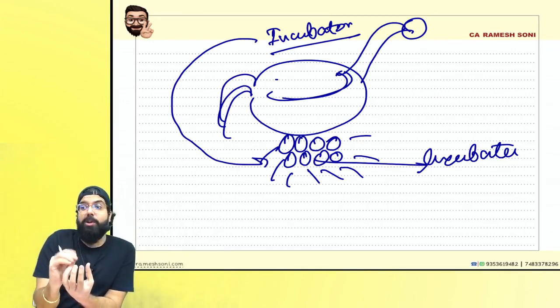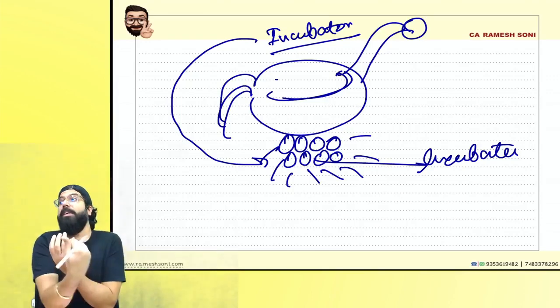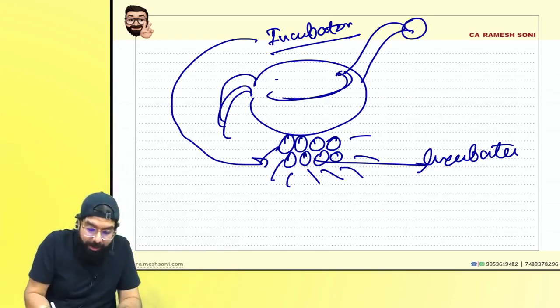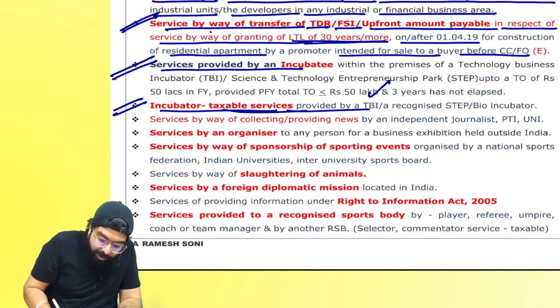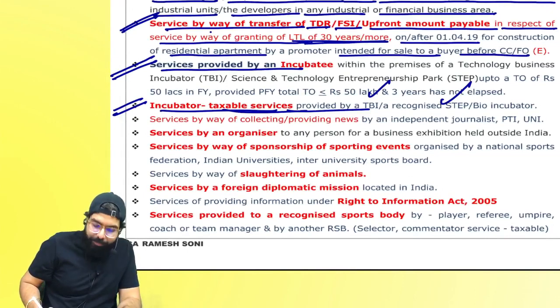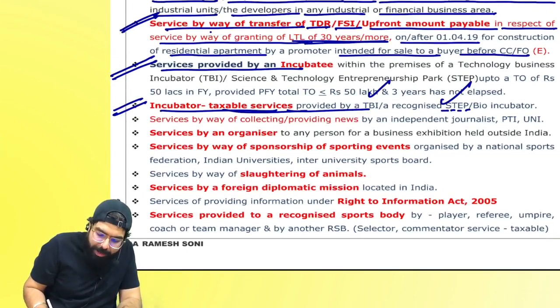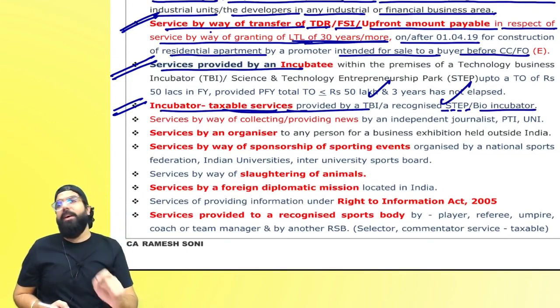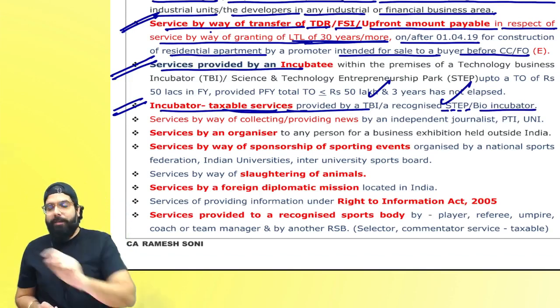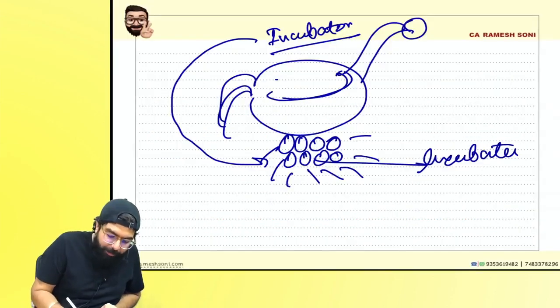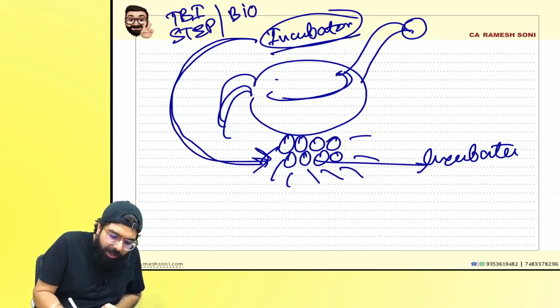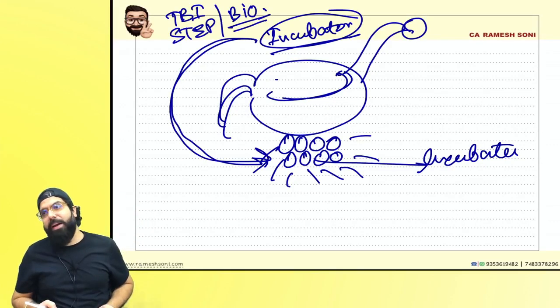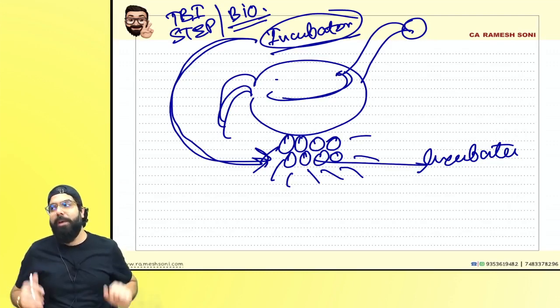Incubator's services to the incubatee are also exempt, and incubatee's services to the outside world are also exempt. But let's understand this: taxable services provided by a technology business incubator or a recognized science and technology enterprise park or a bio incubator are always exempted. Taxable services which they are providing to incubatees will be exempted.